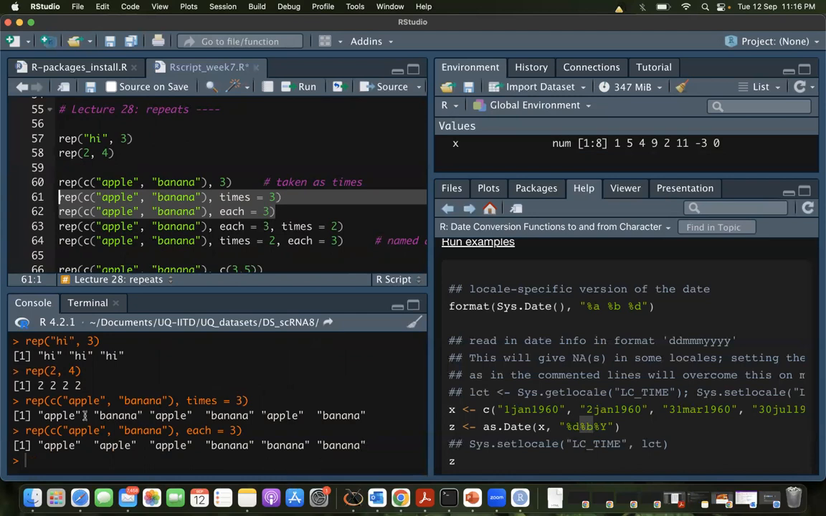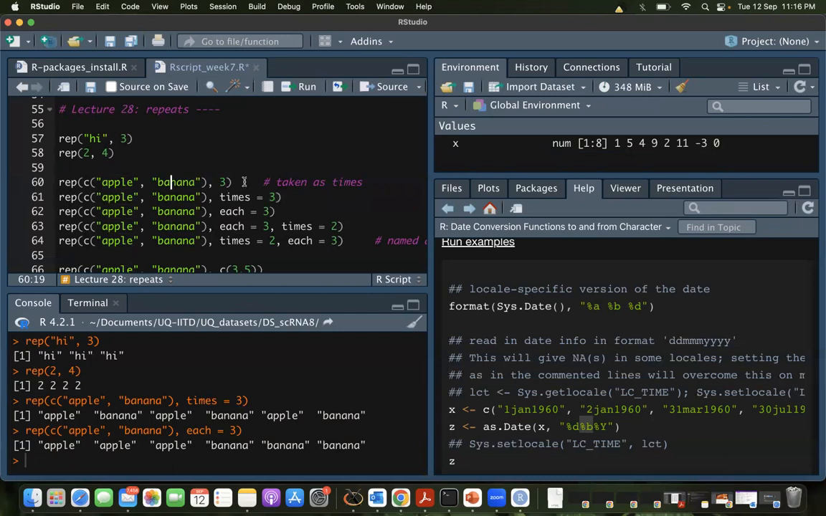So what is the difference between these two? In the first one, you're taking this as a single group. So this is your input, and you're repeating this 3 times. So this is 1, and then this is 2, and then this is 3. So that's one way. And in the other one, you are repeating each of the things 3 times, and in that order. So the first thing here is apple, so you're writing apple, apple, apple 3 times. And then the second thing here is banana, so you're repeating that 3 times. Okay. So these are the two ways.